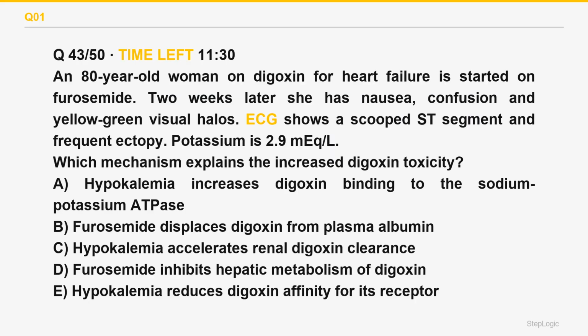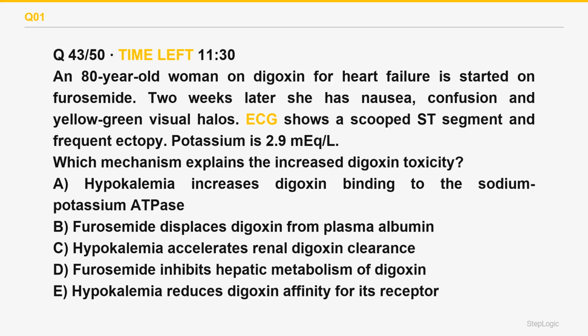Which mechanism explains the increased digoxin toxicity? An 80-year-old woman on digoxin for heart failure is started on furosemide. 2 weeks later, she has nausea, confusion, and yellow-green visual halos. ECG shows a scooped ST segment and frequent ectopy. Potassium is 2.9 milliequivalents per liter. Read the command: the mechanism of increased toxicity.